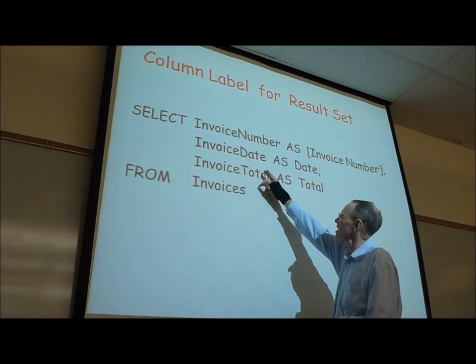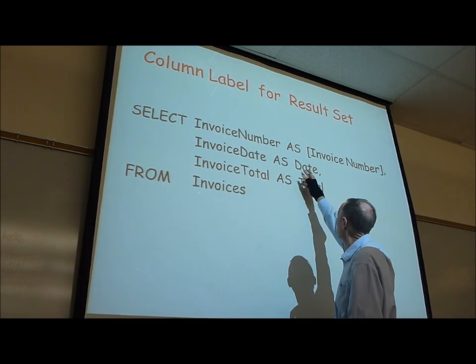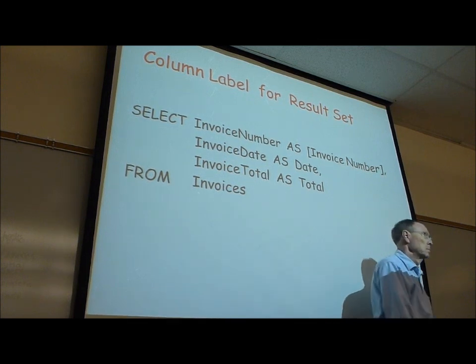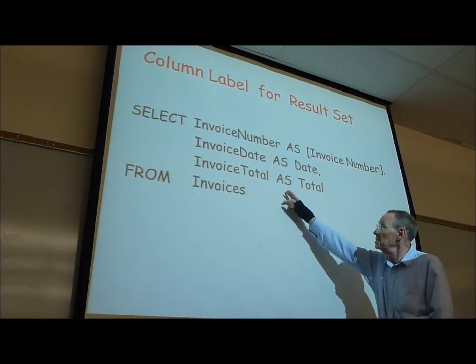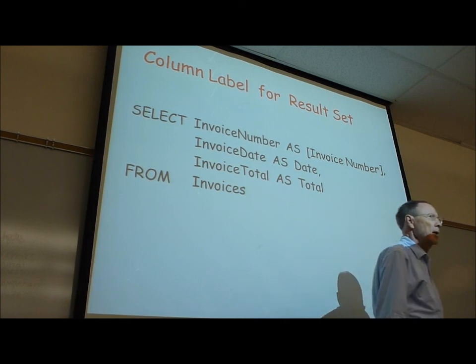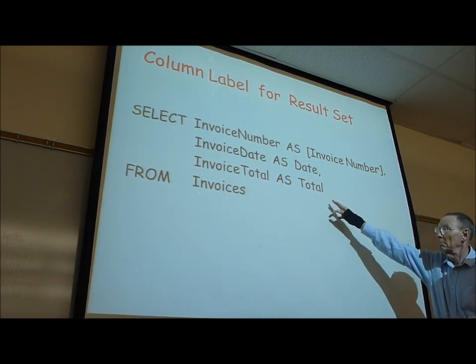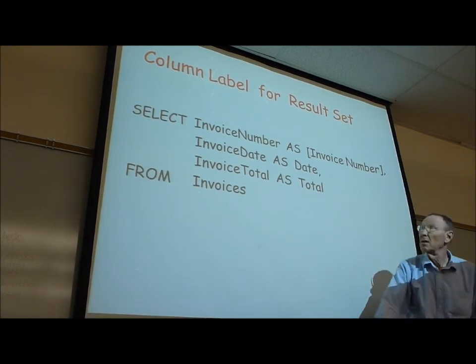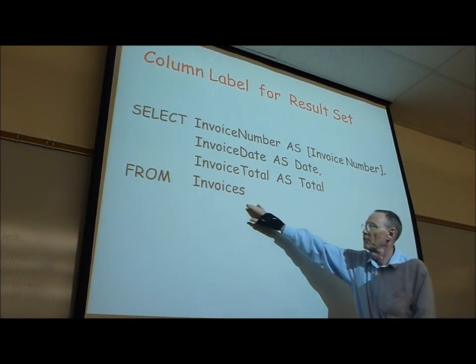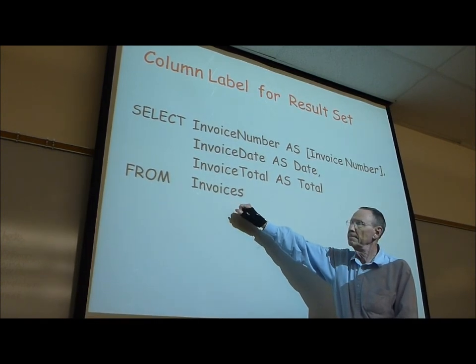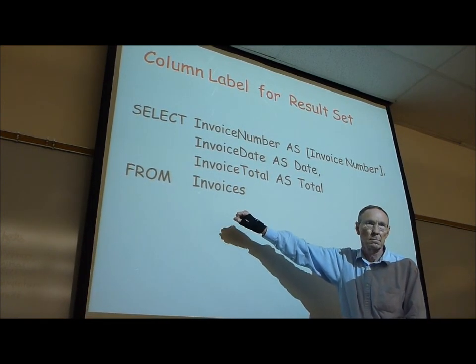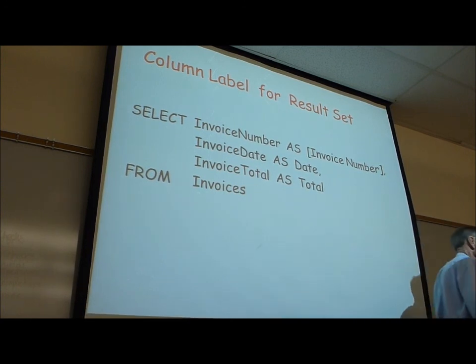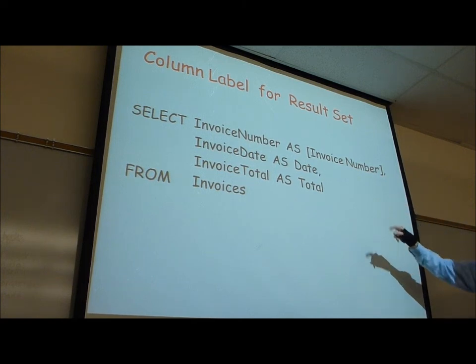Invoice date. I might want to say, well, I know it's the invoice because I know that's what I'm doing. I just want to call it date. And then the column name here is invoice total. Yeah, I know that. I just want to have total on the column. In this case, I don't have to have those brackets around it because I don't have any space. And then it's from invoice. Any questions on it? If you want to make your output a little prettier with nice names, then you can rename it.